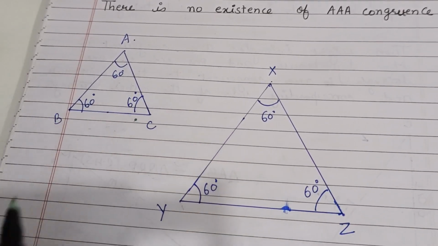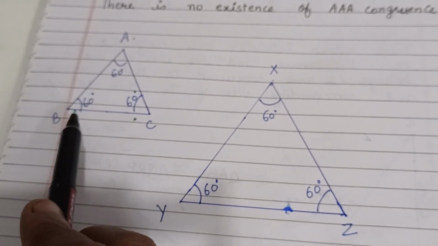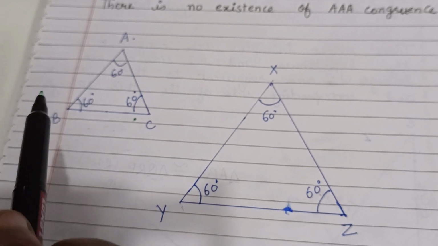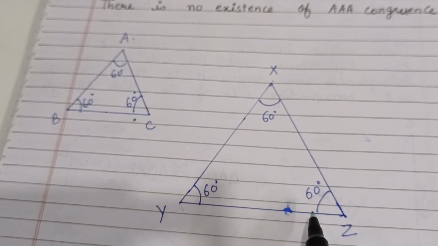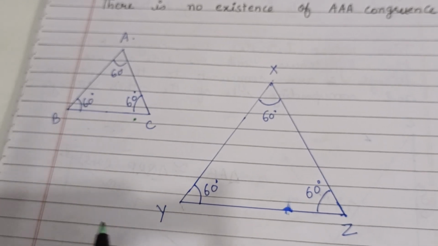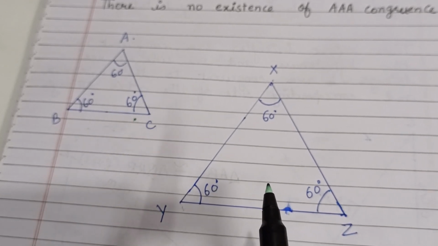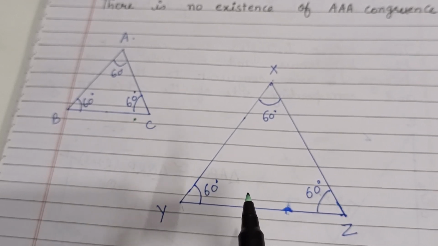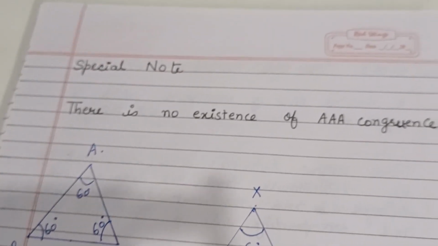But directly you can see without making any trace that if you make the cutout or trace of triangle ABC, it is not going to superimpose on triangle XYZ. So when no information about the side is given in the congruence, only on the basis of three angles, you cannot say that the two triangles are congruent to each other. That means angle, angle, angle congruence does not exist.